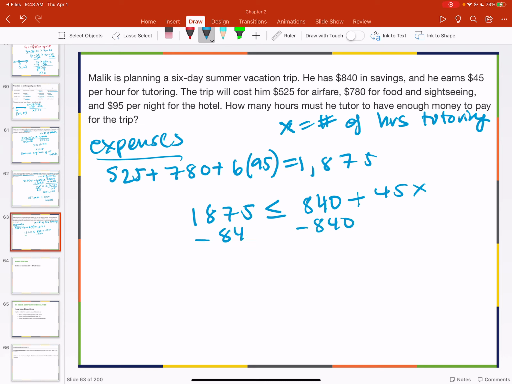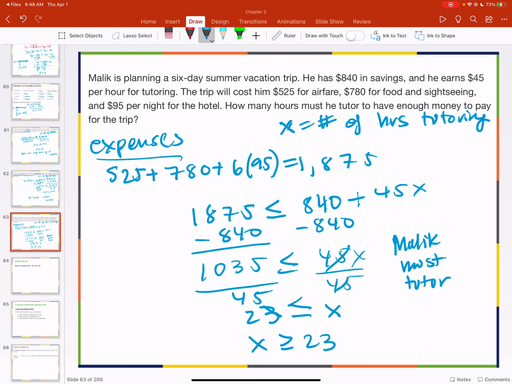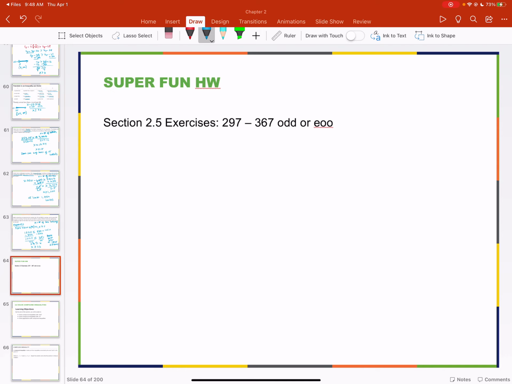So subtract 840 from both sides. We get 1035 less than or equal to 45X. Divide by 45. And we get that X is 23 less than or equal to X. This is 23, or X has to be greater than or equal to 23. So in other words, he has to tutor at least 23 hours. Malik must tutor at least 23 hours. Okay, that is it for this section.